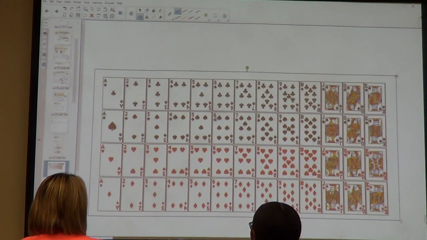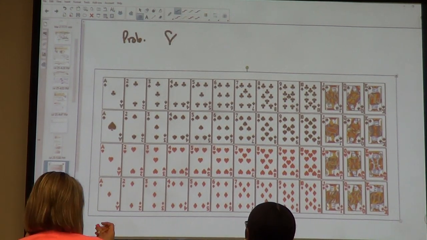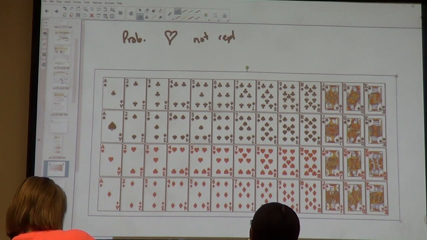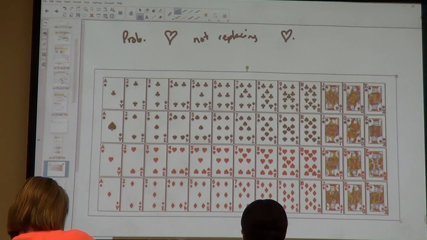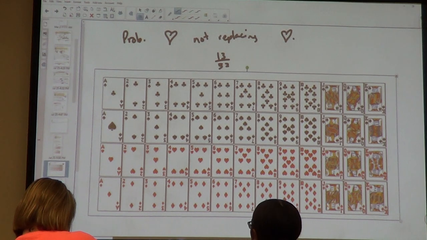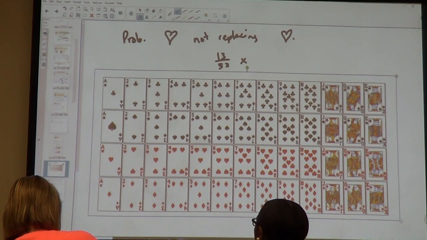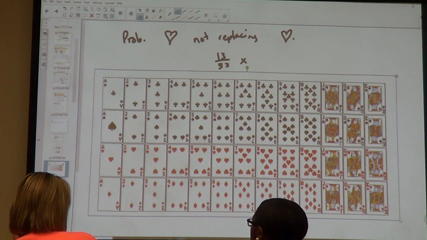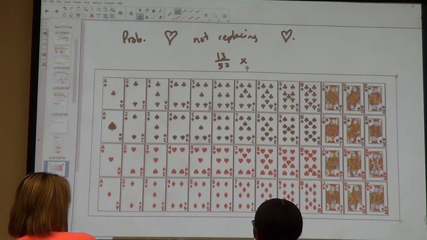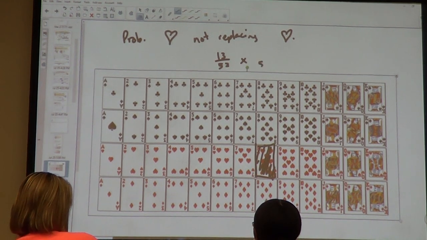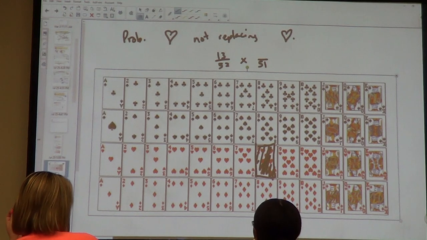Now, what if I do, what is the probability of picking a heart, not replacing, and picking another heart? So 13 over 52, and then not replacing it, which means you put it in your pocket. 12 over 51. No, 13 over 51. Kiana, very good. It's not replaced. You picked a heart, you put it in your pocket. So do we agree we now have 51 cards to choose from total? But how many hearts do we now have to choose from?